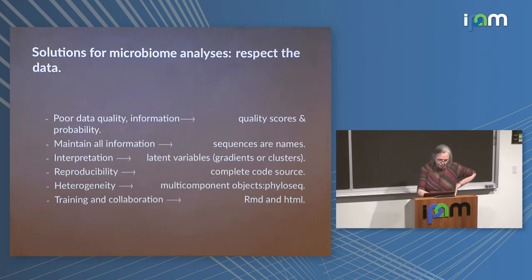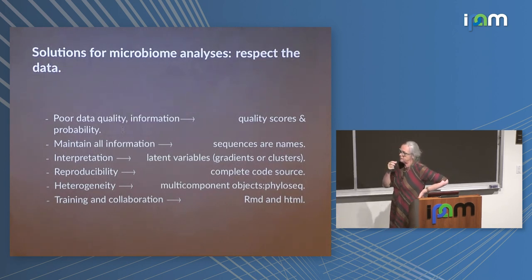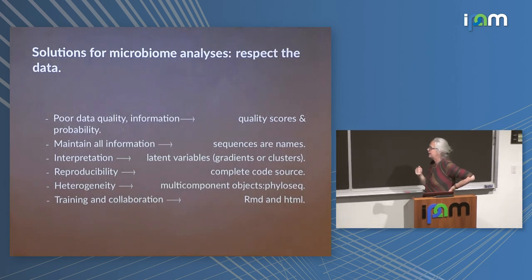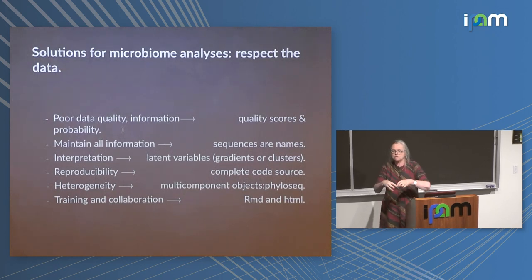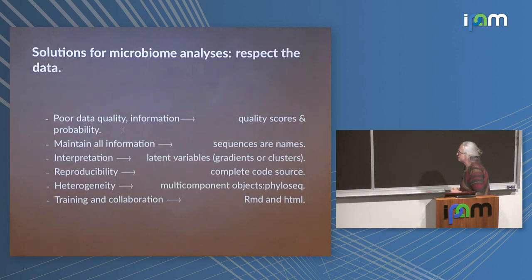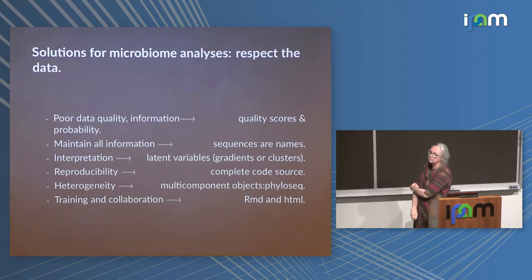The one thing I would say, and this is what makes this hard and why we need mathematics, is that you have to respect the data. You can't change the data and say they're something that they're not. Respecting the data is really important, and quality scores and probability help us with that, keeping the information all the time.